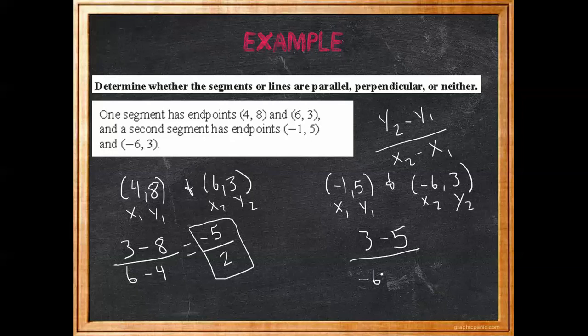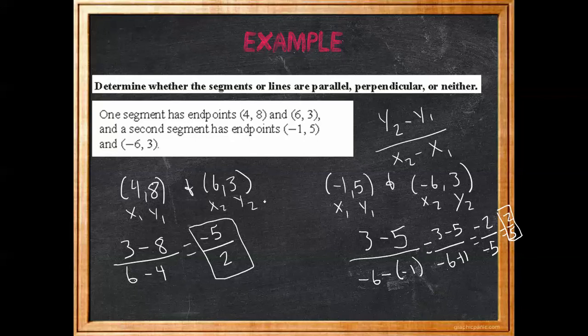X2 is -6 minus x1, which is -1. So this is actually 3 minus 5 over -6 plus 1. 3 minus 5 is -2, and -6 plus 1 is -5. Negative over a negative is a positive. So our slope for this one is 2 over 5.